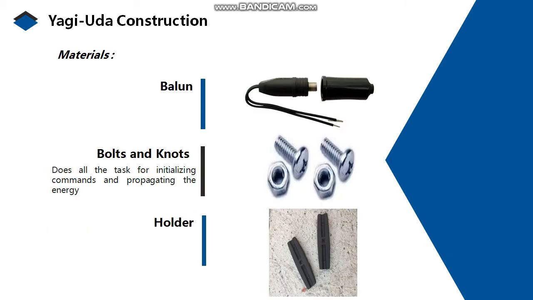Next we have the balun. As I've said, it is for the transmission line. This one is connected to the dipole or the driven element. We also have bolts, nuts and holders, which are for our aluminum rod.